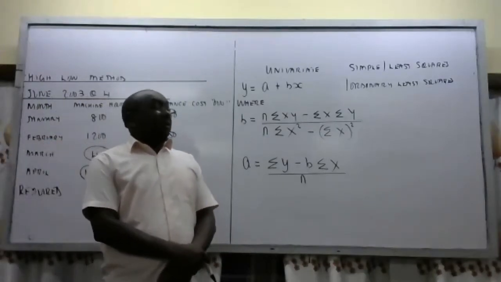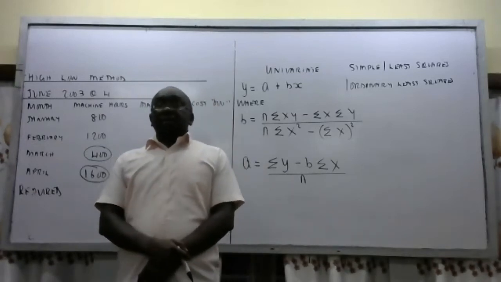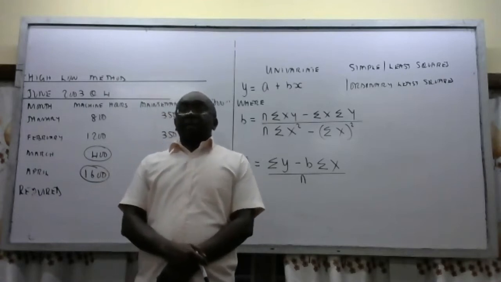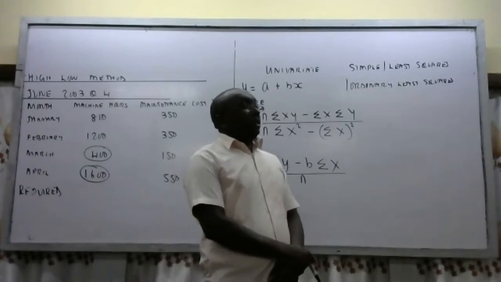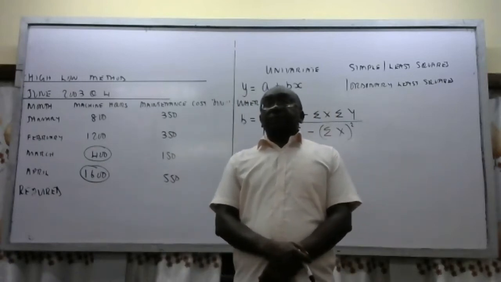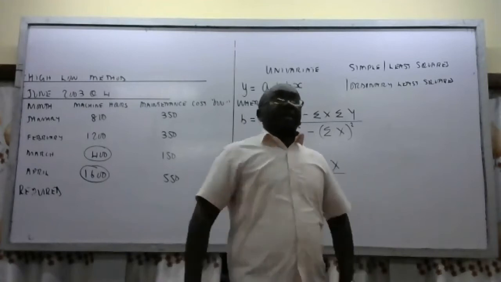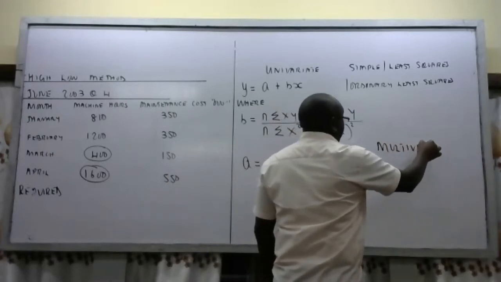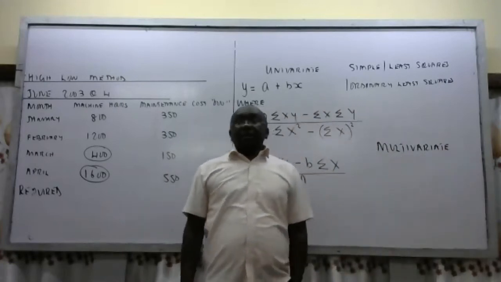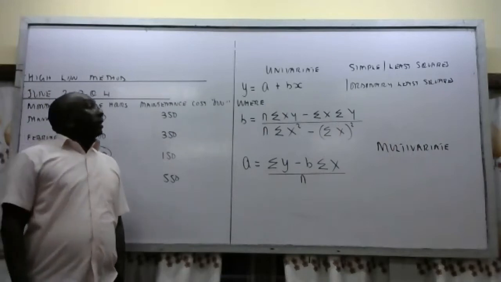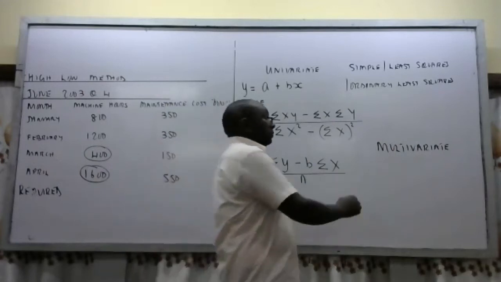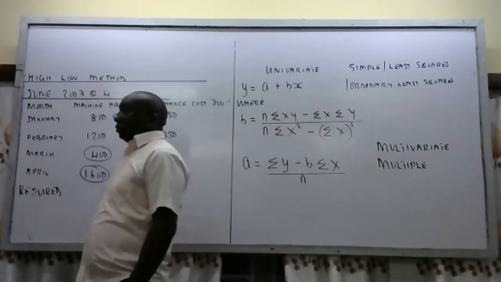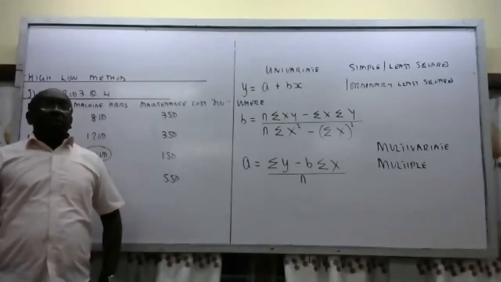Then down there you write that if more than one independent variable exists, the data is called multivariate. And the analysis is called multiple.